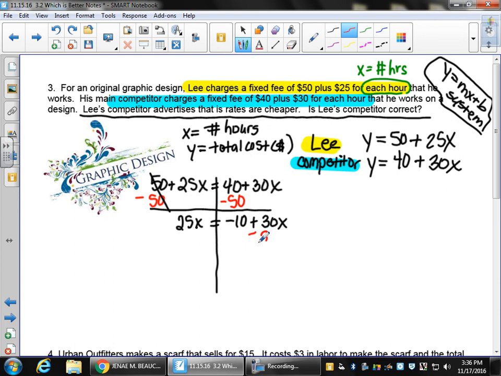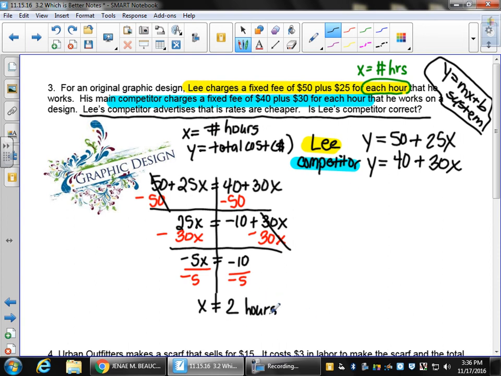Subtract 30x from both sides. I get negative 5x equals negative 10. Last step, divide by negative 5, divide by negative 5. Negative divided by negative is positive. x equals 2. 2 what? Well, I come back up here. We defined x to be hours. So at 2 hours, they are the same.